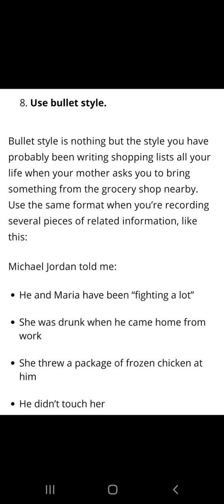Like Michael Jordan told me. Now what did Michael Jordan tell? He and Maria have been fighting a lot. She was drunk when he came home from work. She threw a package of frozen chicken at him and he didn't touch her. So in this way you have presented the information. So it gives clarity also.